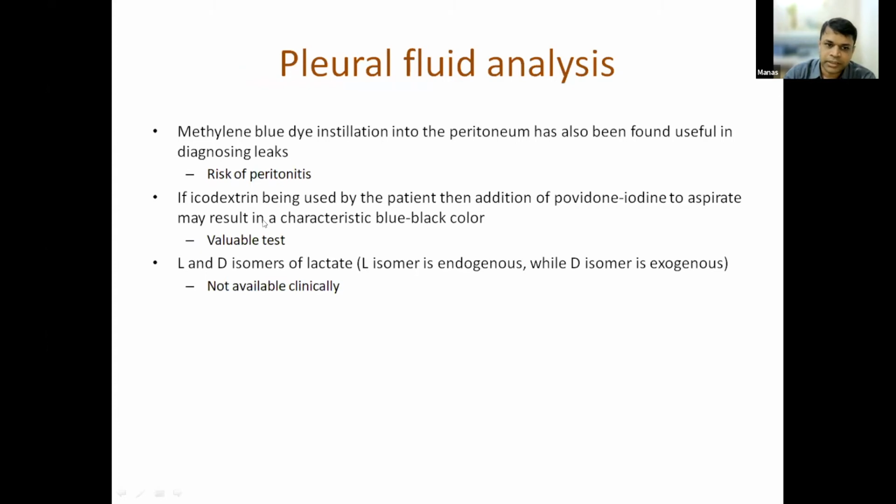If the patient is on icodextrin, then probably this glucose gradient method will not work. So it is a simple step. We can get a diagnostic tap and we can add some povidone iodine to the aspirate. And if it turns blue, blue is black, then it is a valuable test. It is a valuable and simple test.